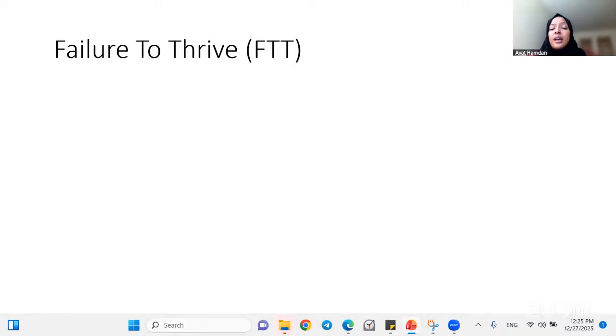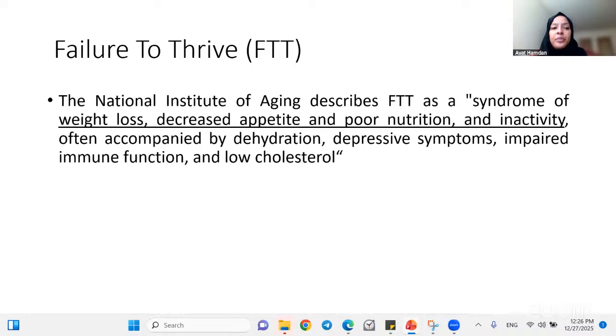Another concept that we need to familiarize ourselves with is failure to thrive. And as I mentioned earlier, there is a section in the questions that you need to ask, mainly to make sure this patient is not having failure to thrive. He is having purely weight loss. So how did the National Institute on Aging describe failure to thrive?